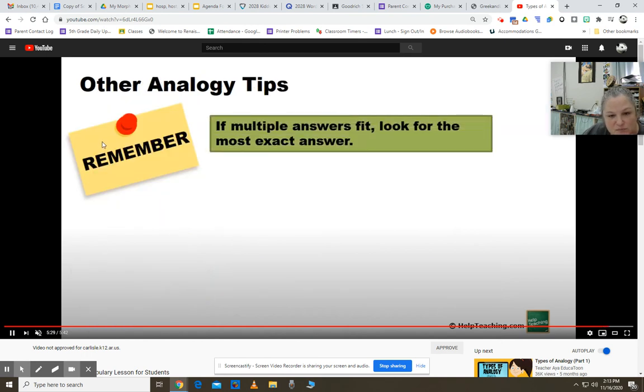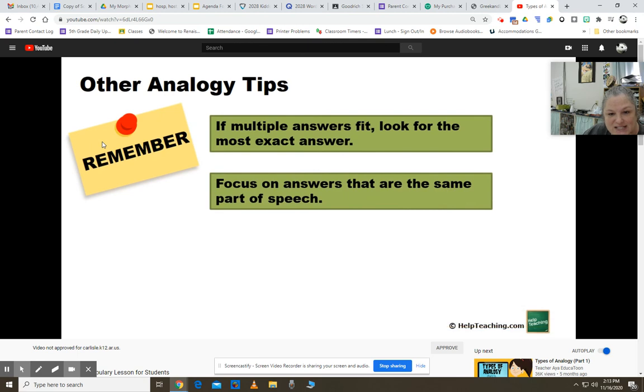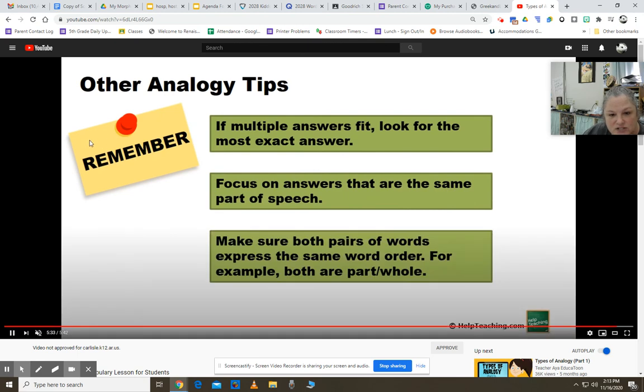Here are some tips. If multiple answers fit, look for the most exact answer. Focus on answers that are the same part of speech. Make sure both pairs of words express the same word order. For example, both are part to whole. And that's the end. We're going to work on some analogies together in class today.